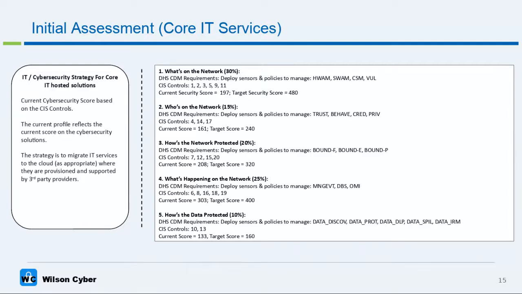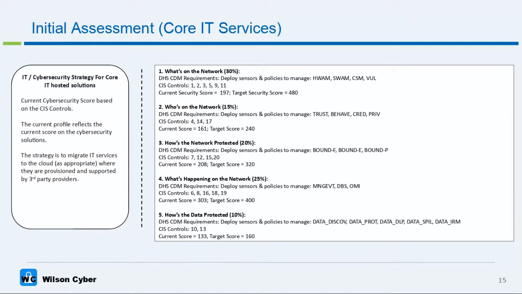Third focus area, how the network's protected, is 20% of our program. This is the DHS CDM requirements, deploy sensors and policies for boundary F, which is filtering, boundary E, which is encryption, and boundary P, which is physical access control. And we have 4 CIS controls, control 7, 12, 15, and 20. Our current score is a 208. Our target score is a 320. So we need to make up about 112 points to get to where we want to be. Again, how the network's protected is 20% of our overall score.